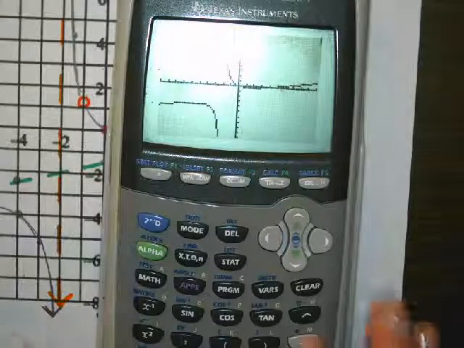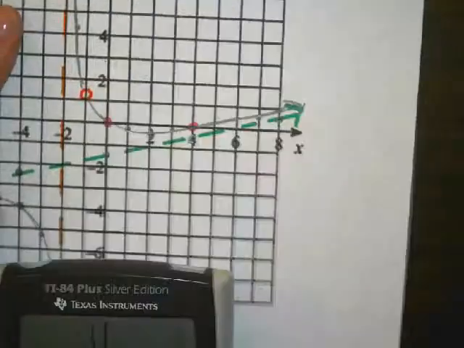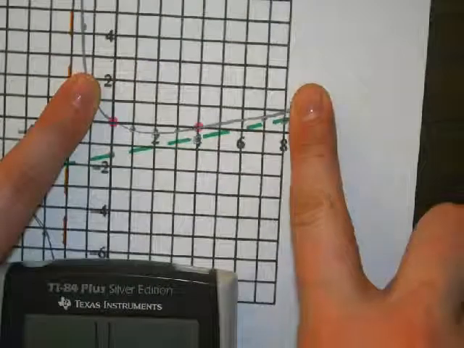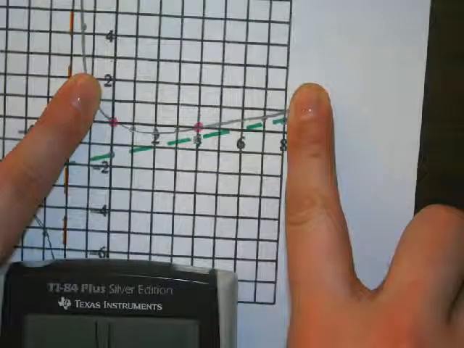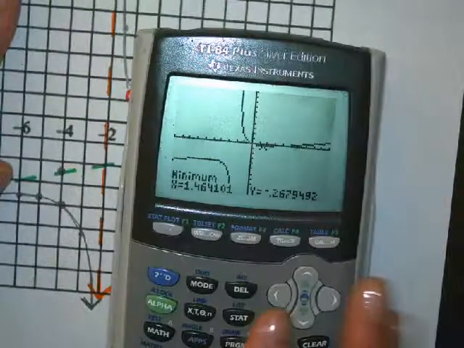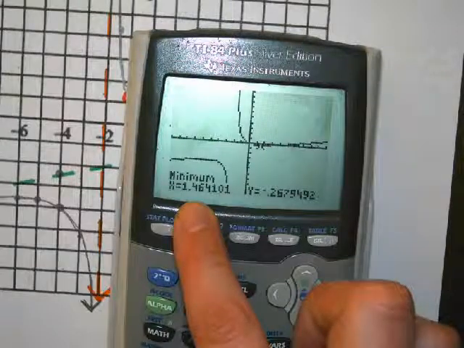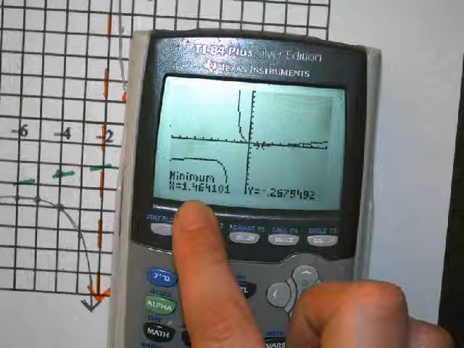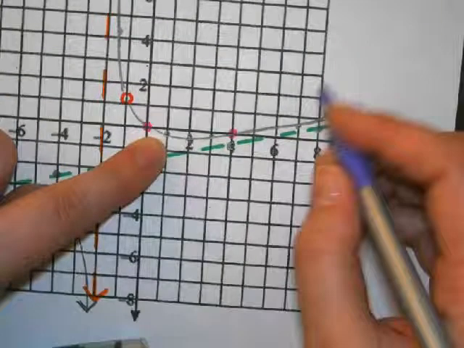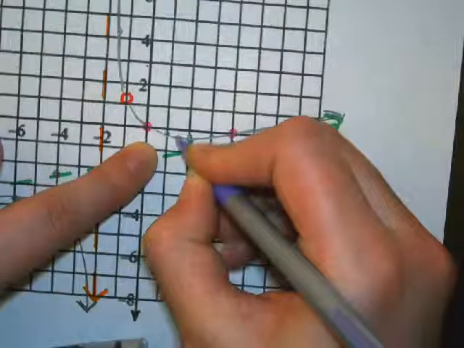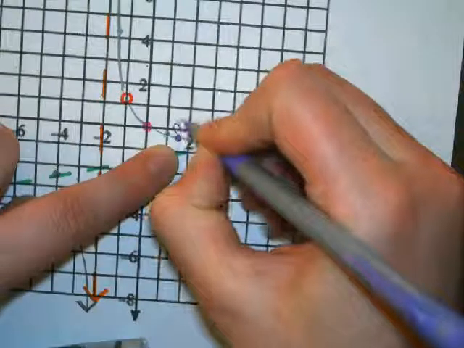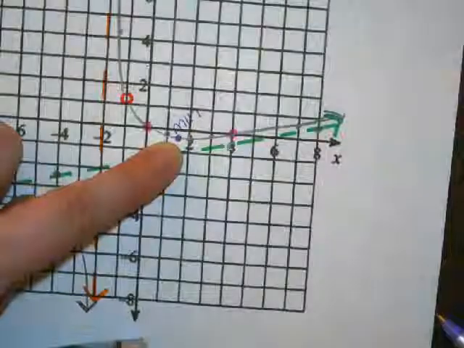So I told my graph, find the lowest point between here and here. And my graph found it. Okay? So I do have a minimum of the graph. It's at the point 1.464. So at 1.46 right here, I'm going to label on my graph that I have a minimum right there.